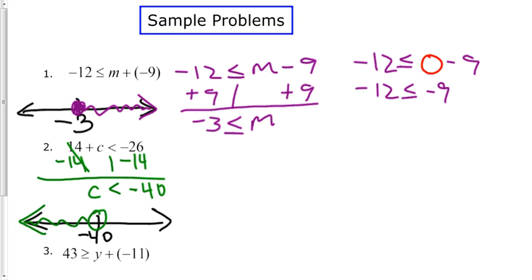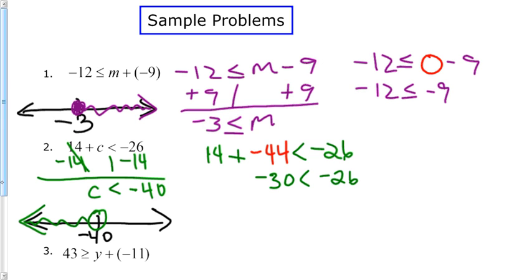I can check this by taking 14 plus, and I'm going to choose any number over here that's less than negative 40. So I'm going to choose, let's just say negative 44, because that's somewhere over here. And that's going to be less than negative 26. If this is a true statement, then I've solved it correctly. 14 plus negative 44 is negative 30. And is negative 30 less than negative 26? It sure is.